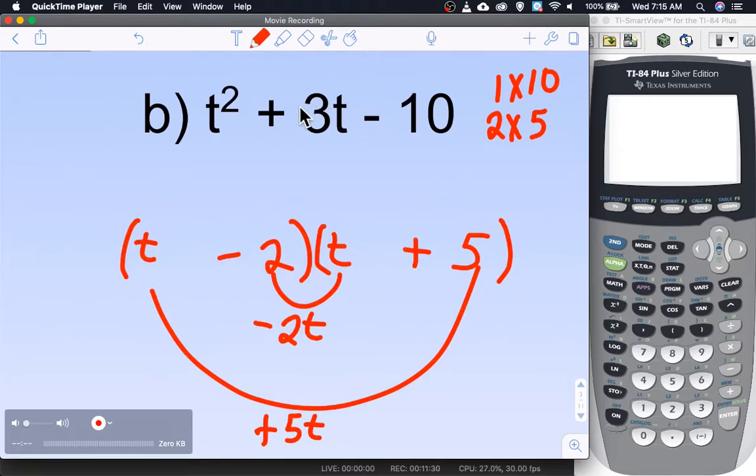Good. Does that make my last term still work? I know 2 times 5 is 10, but what about the signs? Is a negative 2 times a positive 5 a negative 10? Actually, yes. Yes, it is. That works. And that's our answer. So we have factored this polynomial.